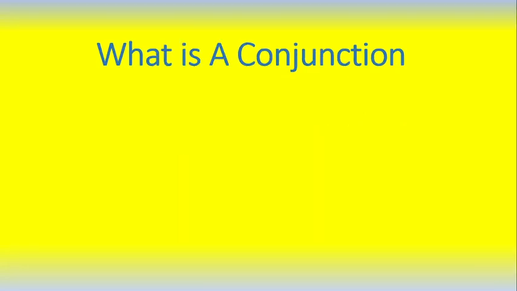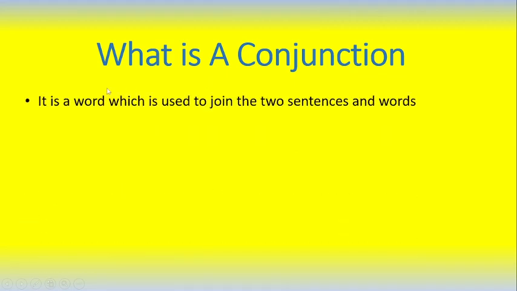Let's move and let's discuss what is conjunction. So, what is this word conjunct? Conjunct means to join. So, what is the meaning of conjunction? It is a word which is used to join two sentences or two words. In simple terms, it works as a joining word to join two sentences. It can either join two sentences or also join two words.